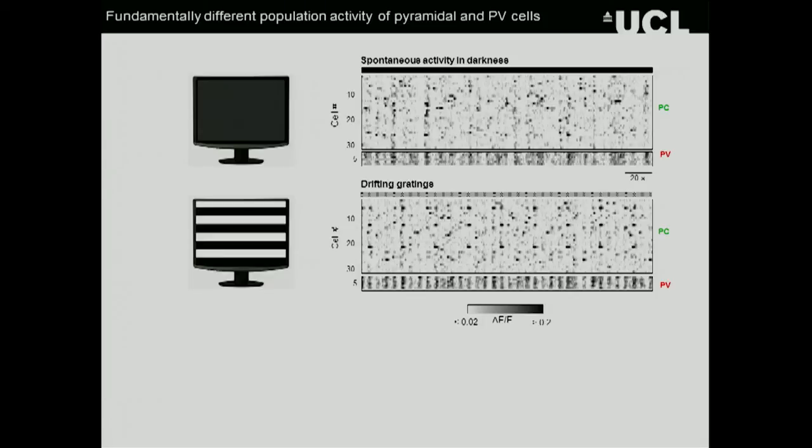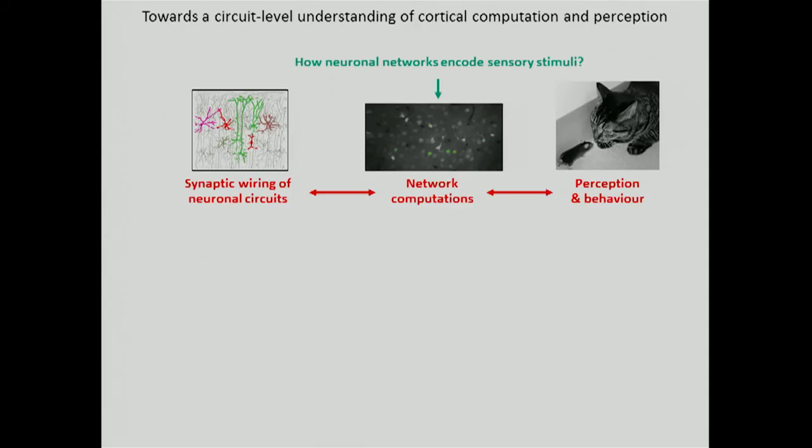So the population dynamics of PV cells is that generally they tend to fire together at all times, whereas the pyramidal cells fire more sparsely, and only cells with similar tuning fire together. So this PV cell activity, which tends to be always correlated, is predicted by the connectivity that they receive.